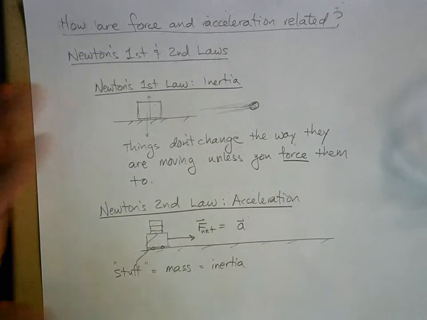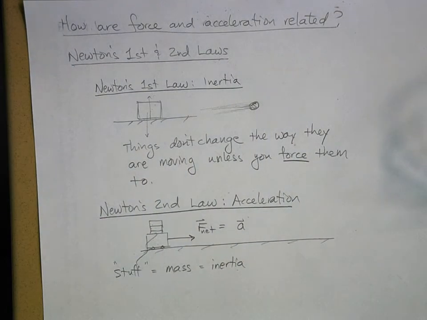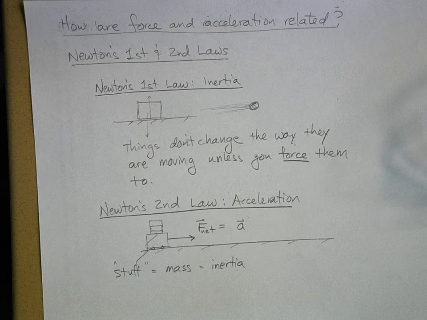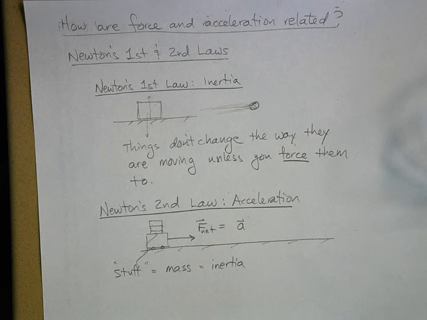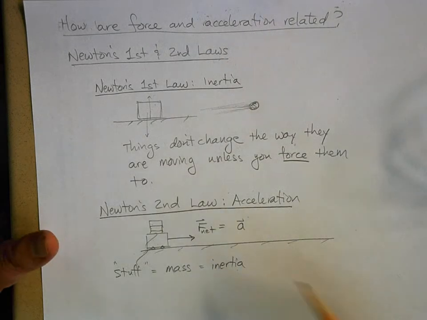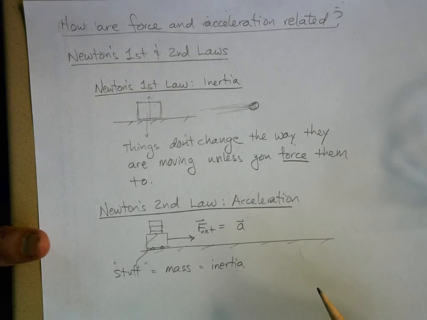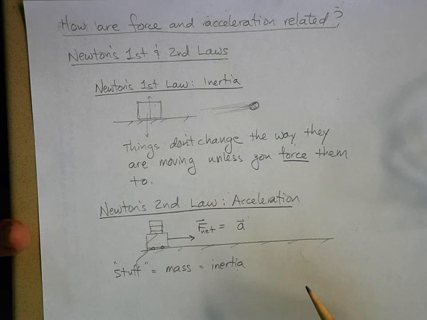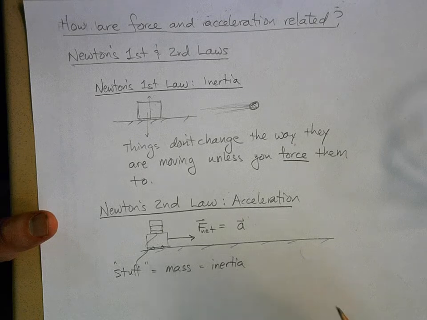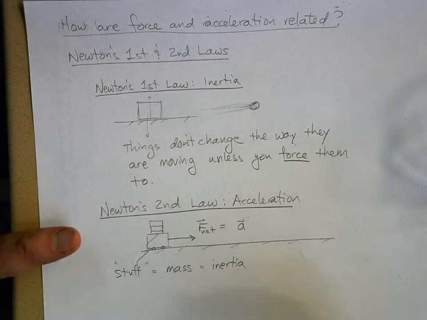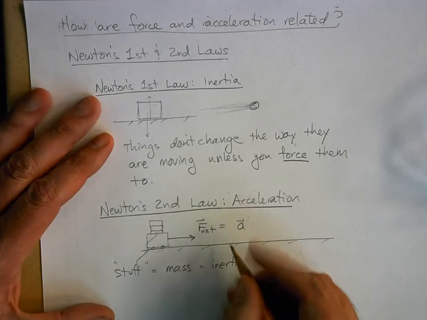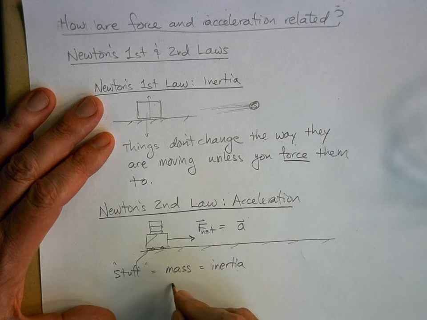Mass is how we measure inertia. And the more mass something has, the harder it is to accelerate. In fact, that's one way we can define mass. We can define mass to be the ratio between force and acceleration. But we use the letter m to represent mass.